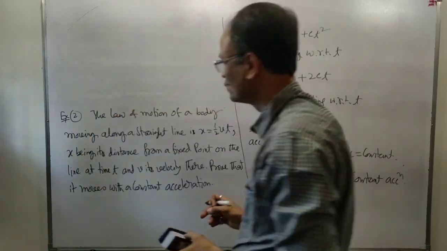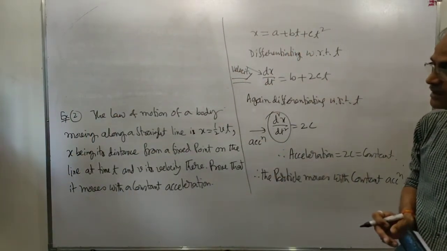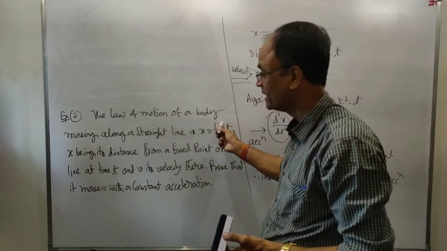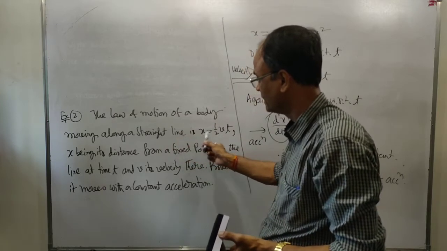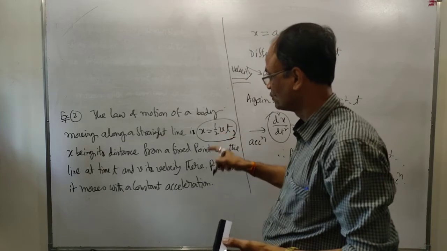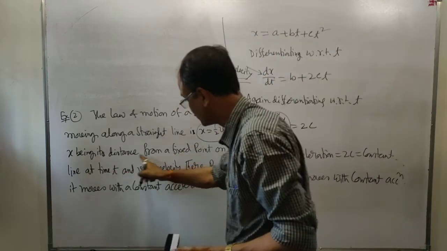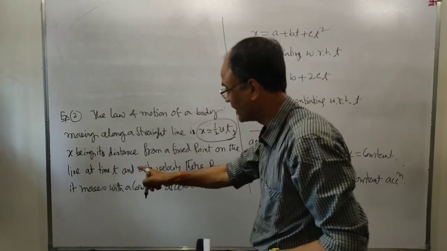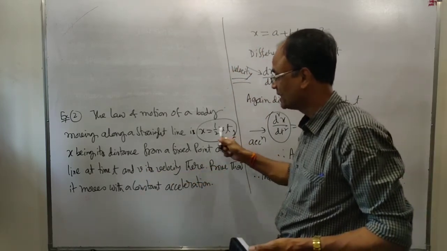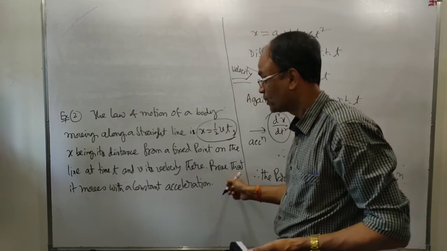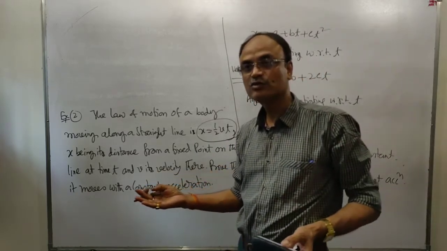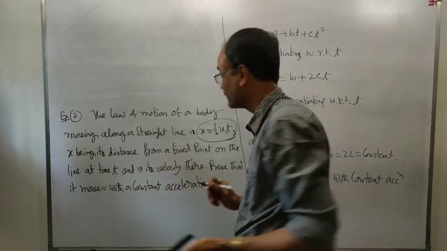Now I am going to solve question number two. The law of motion of a body moving along a straight line is x is equal to half of vt. V stands for velocity, x stands for distance, x being the distance from a fixed point on the line at time t, and v is velocity here. Prove that it moves with a constant acceleration. Same question. We have to show that the acceleration is constant.